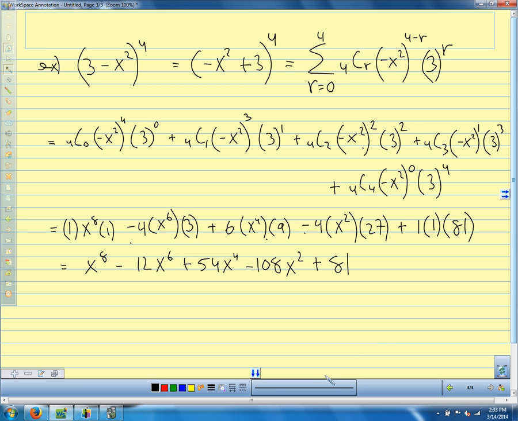Questions about what I did there? Now we could get to the same answer by multiplying this thing together 4 times, and we would get to the same place. It's much easier if you had something to the 10th power to write out all these terms of the binomial expansion than it would be to multiply those parentheses together 10 times. All right, questions?